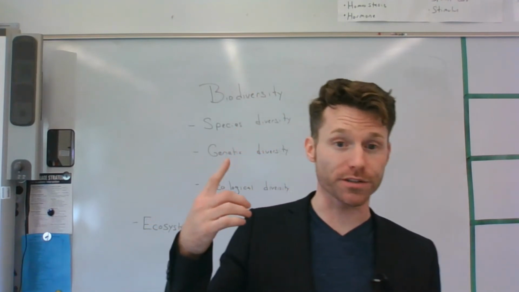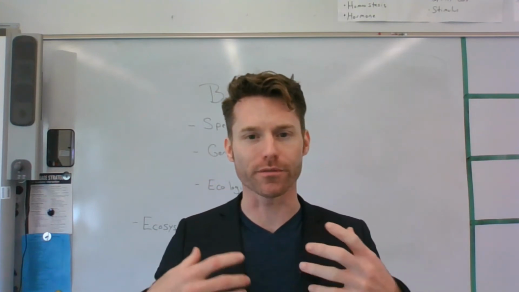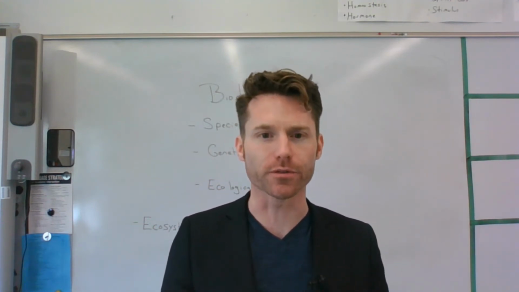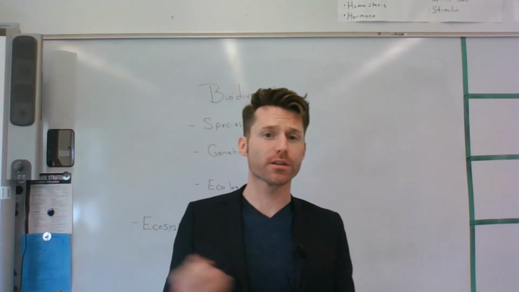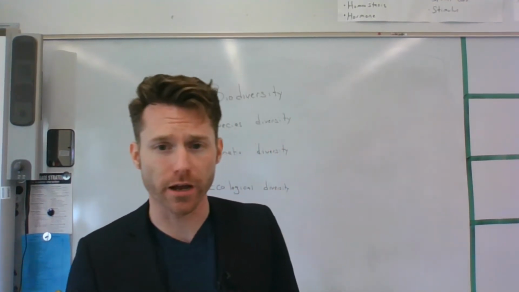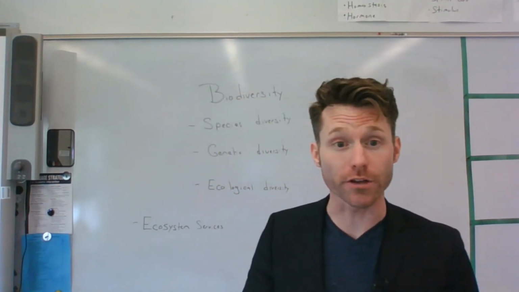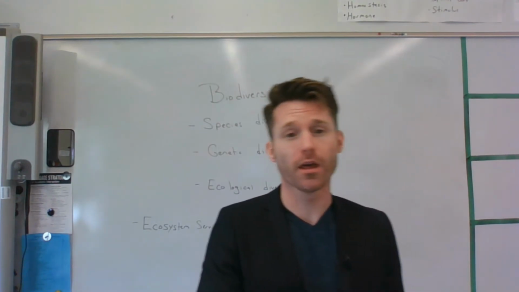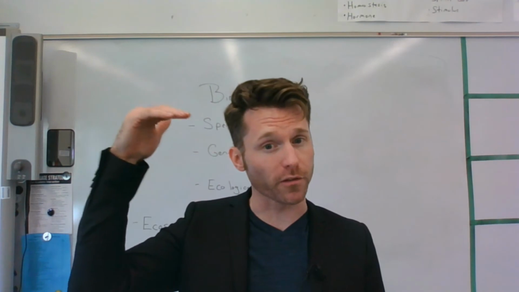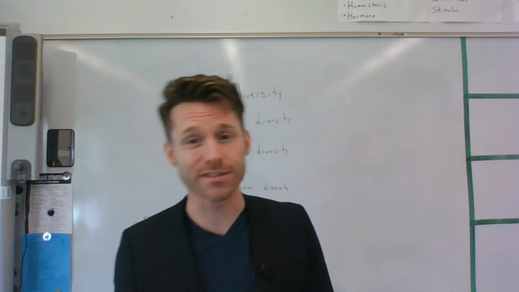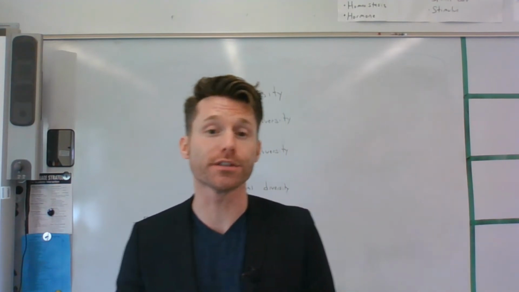So genetic diversity is within an individual population. How mixed up, how diverse are the individuals in that population? And so the last level of biodiversity that we're going to look at is the largest level. It is ecological diversity. And to look at this kind of diversity, we actually have to step up to the level of biosphere. Right? So we're considering the entirety of the planet when we look at ecological diversity.